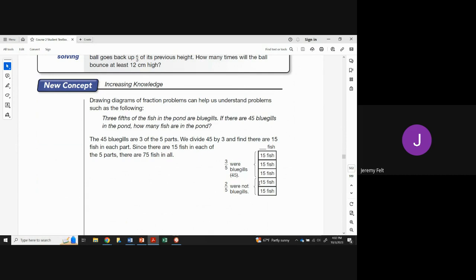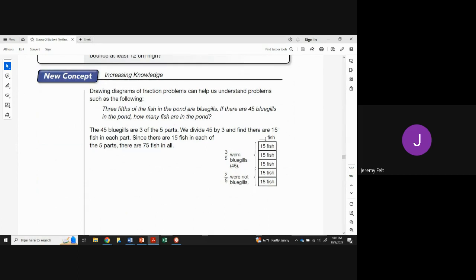Not bluegills would be the other 15 and 15, or 2/5, and we use that to work backwards to find how many there are. So this would be 15 times 5. There would be 75 in all.